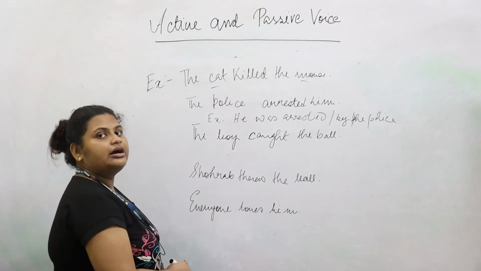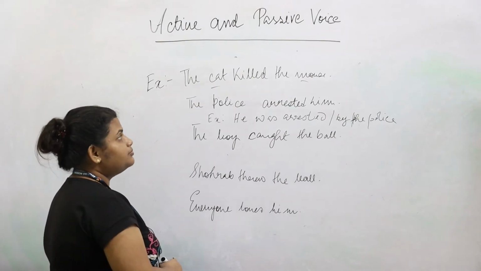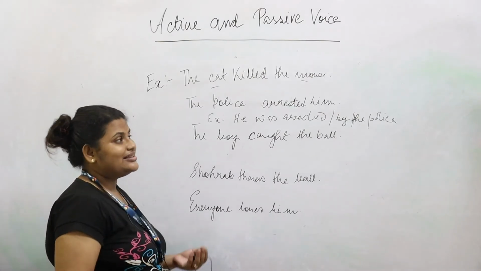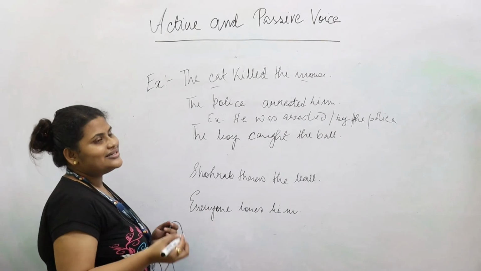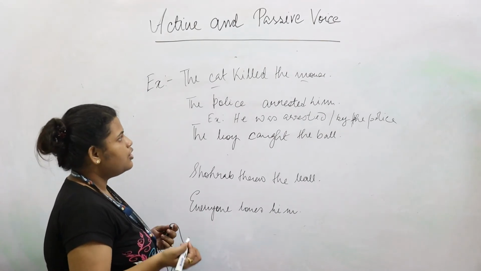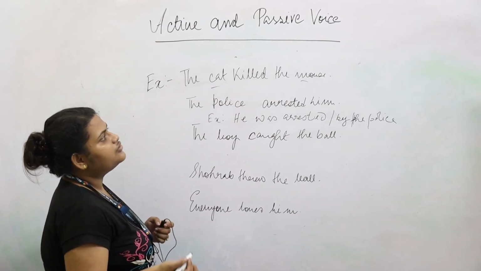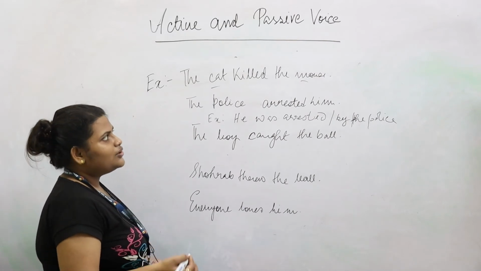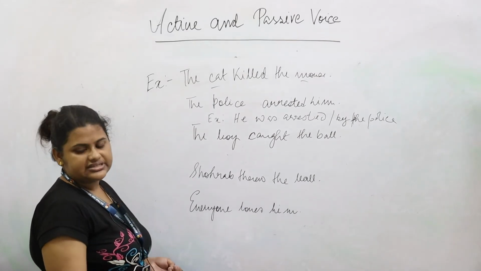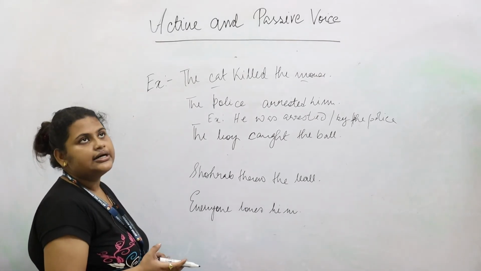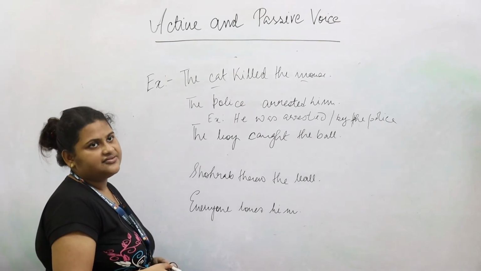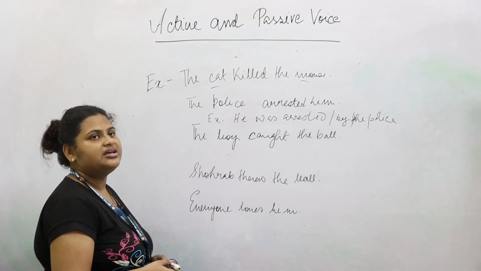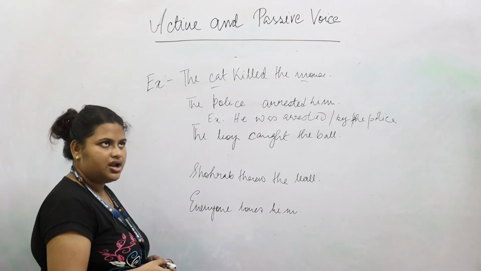The subject would become the object and the object would take the place of the subject, and the subject in the passive form is no longer the active doer of the action, but is the receiver of the action. So in a quick glance, we will see what we did today. We did the active and passive voices and how they are transformed from one form to another.